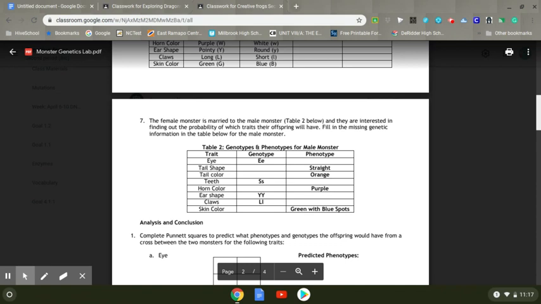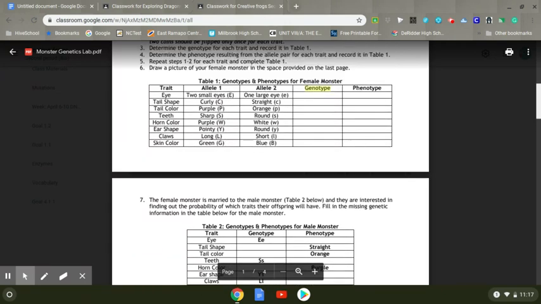So you're going to have to look at table 1 to get the colors, or whether it's curly or straight or sharp or whatever. So for the first one, it gives you the genotype. So anytime we have a big E, if you look back up here, it means that you have 2 small eyes. So in the phenotype, you're going to put 2 small eyes.